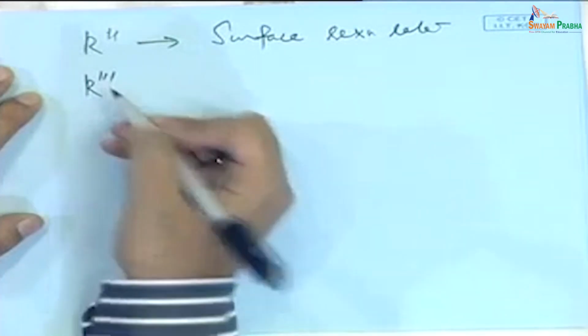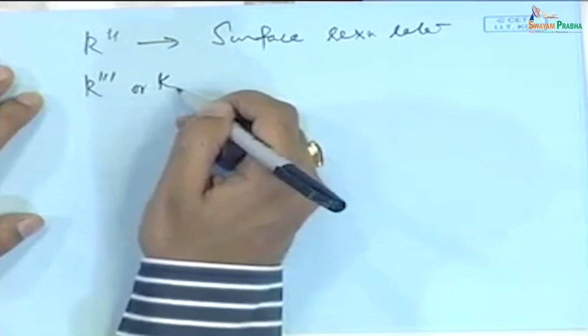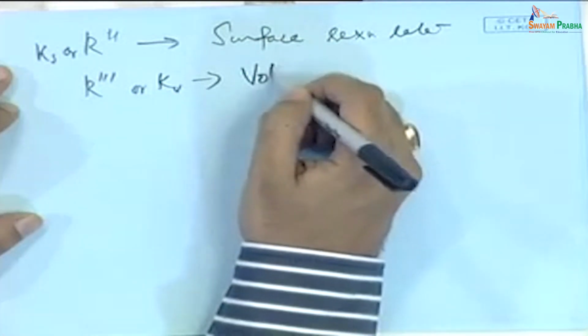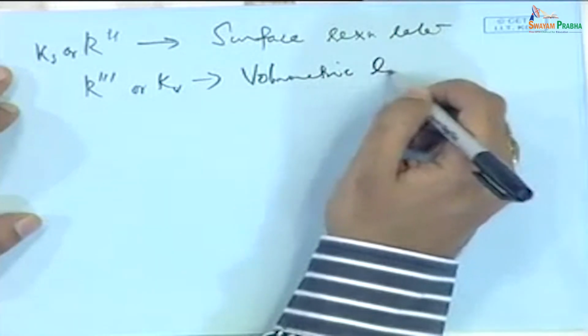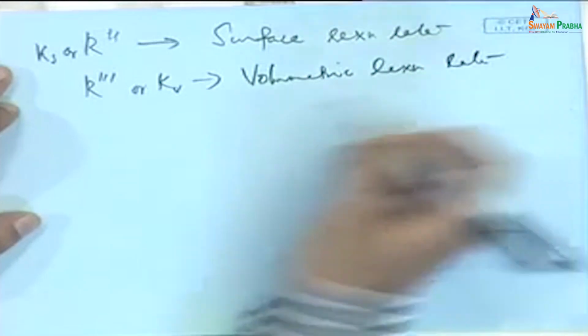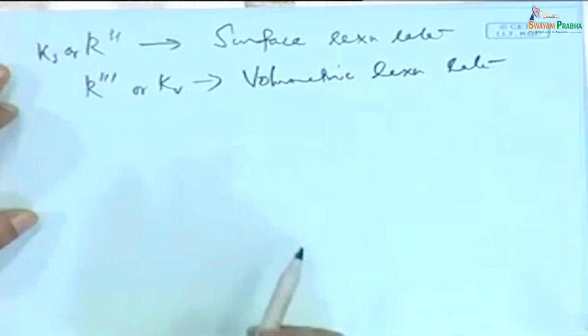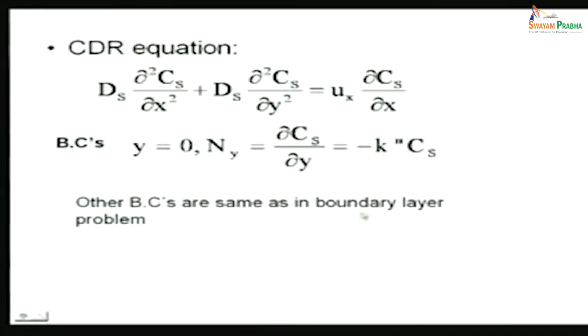and k triple prime or kV is used for a volumetric reaction rate. Okay. So, this double prime corresponds to 2D and triple prime corresponds to 3D. So, other boundary conditions are the same as the boundary layer problem. So, the second method that we can use is a method using mass transfer coefficients, which is that you assume a mass transfer coefficient and the rate of mass transfer equals the rate of reaction. It's a very straightforward concept.